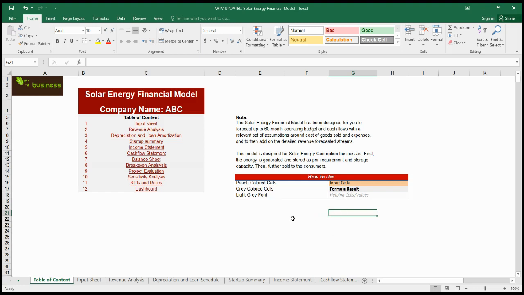In this, peach colored cells represent input sales or assumed data. Gray color cells represent formula results, and light gray font represents helping or assumed cells.